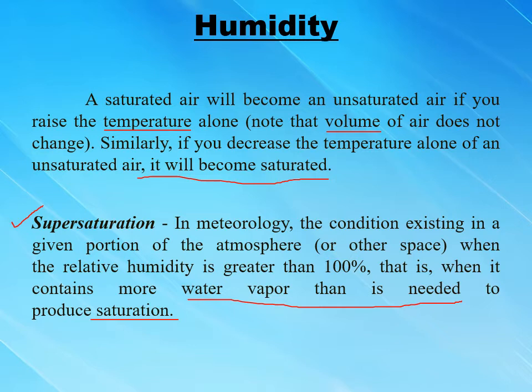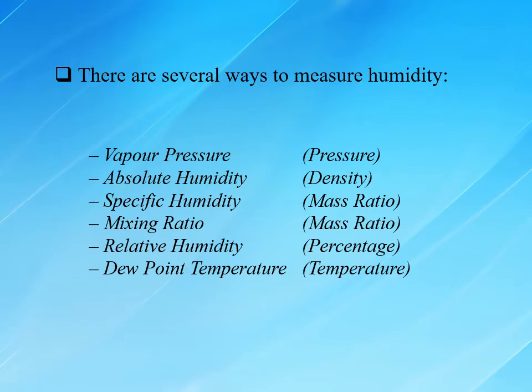Now, there are several ways to measure the amount of water vapor within a given volume of atmosphere. That is to measure humidity. We can express humidity in terms of vapor pressure, absolute humidity, specific humidity, mixing ratio, relative humidity, and dew point temperature. So these are the different expressions by which we can define the amount of humidity of any given atmosphere.